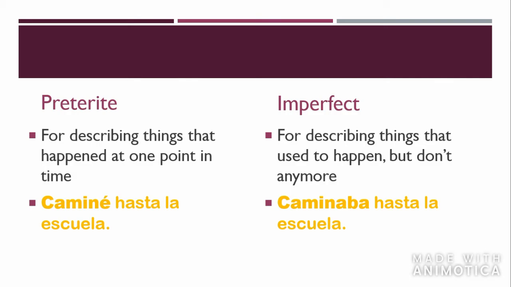The imperfect tense, on the other hand, is saying I used to walk to school. So it could be that I have a car now, so I don't need to walk to school anymore. However, I used to walk to school. So, caminé is saying that it happened at one point in time, and caminaba is saying it's something that used to happen.